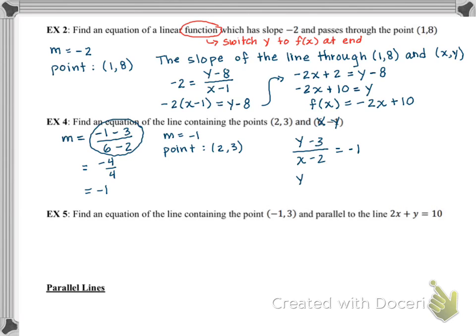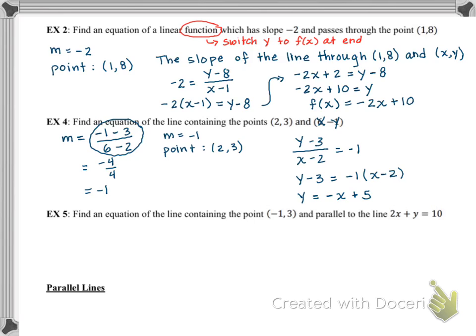So y minus 3 equals negative 1 times x minus 2. Gives me y equals negative x plus 5. I skipped a step, but if you distribute the negative 1, you have positive 2, right? And then add 3, gives you that 5. Any questions?